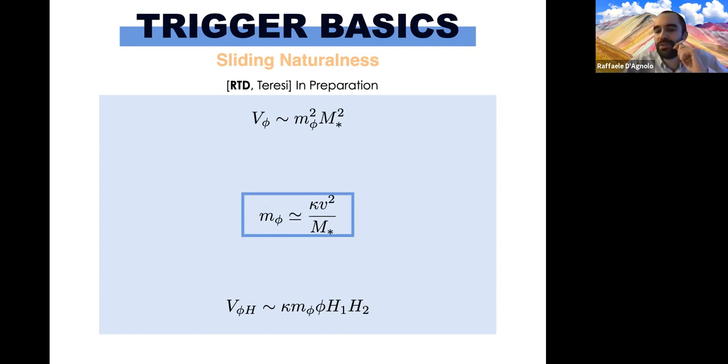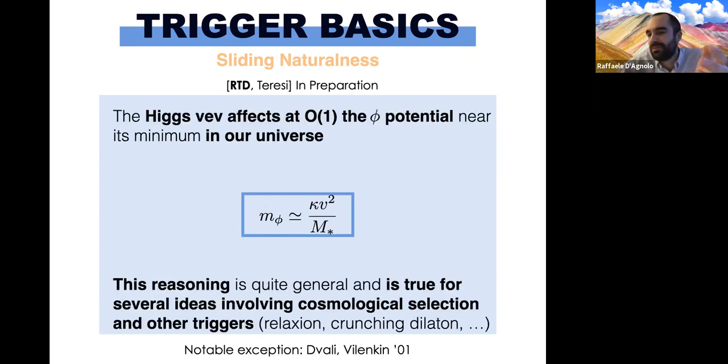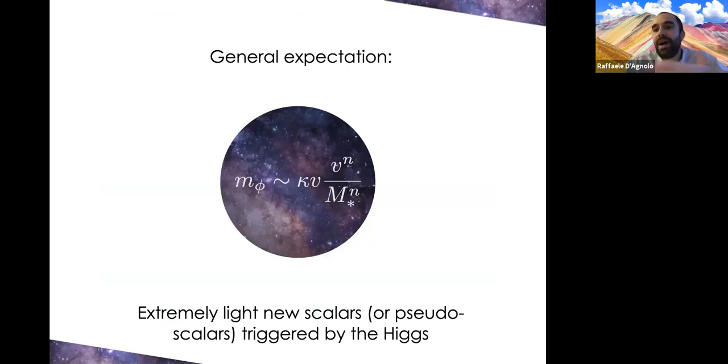Here I showed you the example with H1, H2, but you can use the same parametric argument with any other potential. And you're going to get different powers of the Higgs bev and the cutoff, but the expectation that the mass of the scalars is inversely proportional to the cutoff remains. And this gives you an idea why this whole class of ideas, which, as I was saying, contains a few that appear all unrelated, always predicts these light scalars. And as I was saying, the power of the bev on the cutoff is not really fixed, but this kind of CISO thing is.